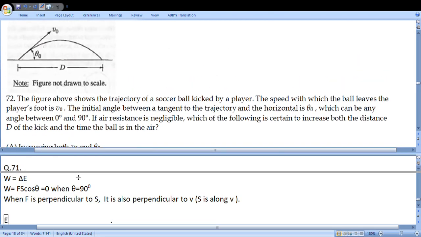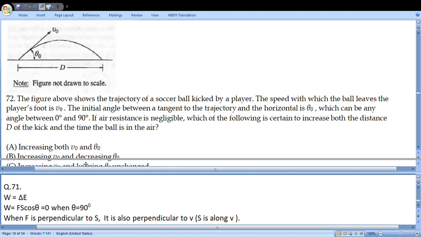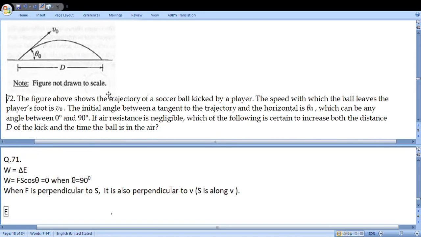Right, next question. 72. The figure above shows the trajectory of a soccer ball kicked by a player. The speed with which the ball leaves the player's foot is v0. The initial angle between the tangent to the trajectory and the horizontal is theta 0, which can be any angle between 0 and 90. If air resistance is negligible, which of the following is certain to increase both the distance d of the kick and the time of the flight in the air?